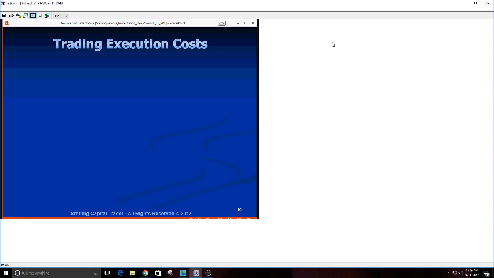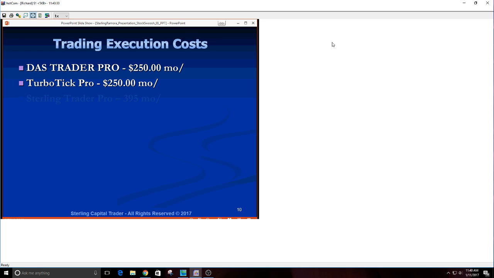Trading execution costs: DOS Trader Pro, $250 a month. TurboTick Pro, $250 a month. If you hold them side by side, they're pretty much identical in features and functions. Cosmetically, they might have some subtle differences, but as far as functionality, execution, latency, slippage, they are all top-notch in all those departments. And if one chooses one over the other, there's no specific feature that DOS has that is superior to TurboTick and vice versa. They're pretty much the same. And we provide the support for both of those: walkthroughs and teaching you how to customize your settings and set up your hotkeys or shortcut keys, whatever you call them.